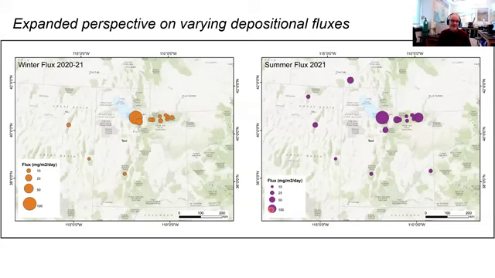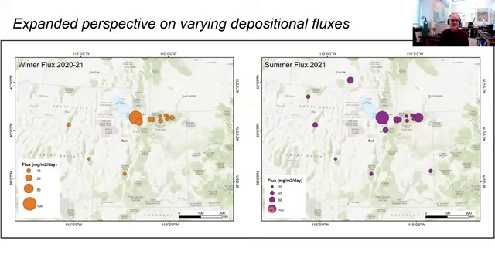I can show you some data from that expanded network. It's a lot more work to go to all those sites. It's a lot more work to process all those samples, but it yields an even richer data set for evaluating and testing hypotheses about what's going on across this wider region.